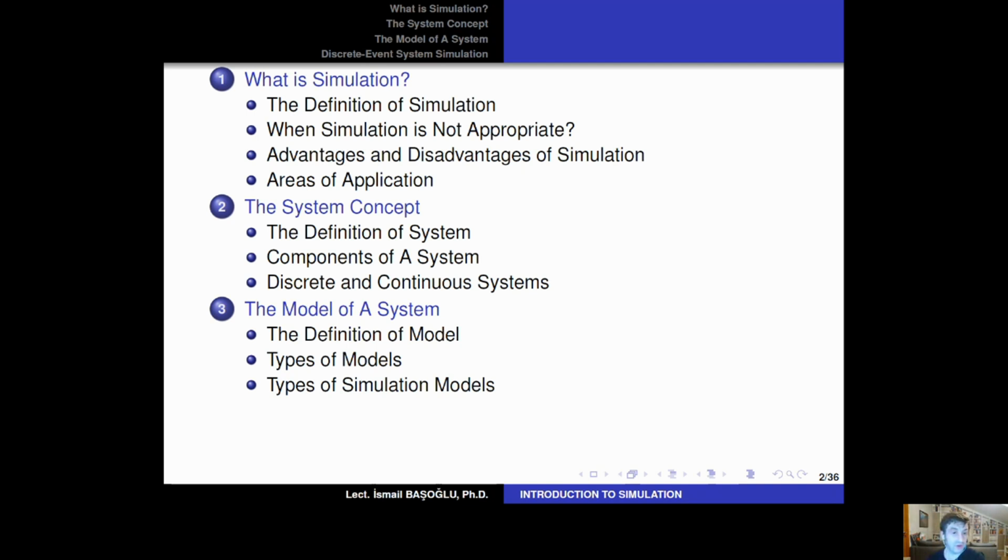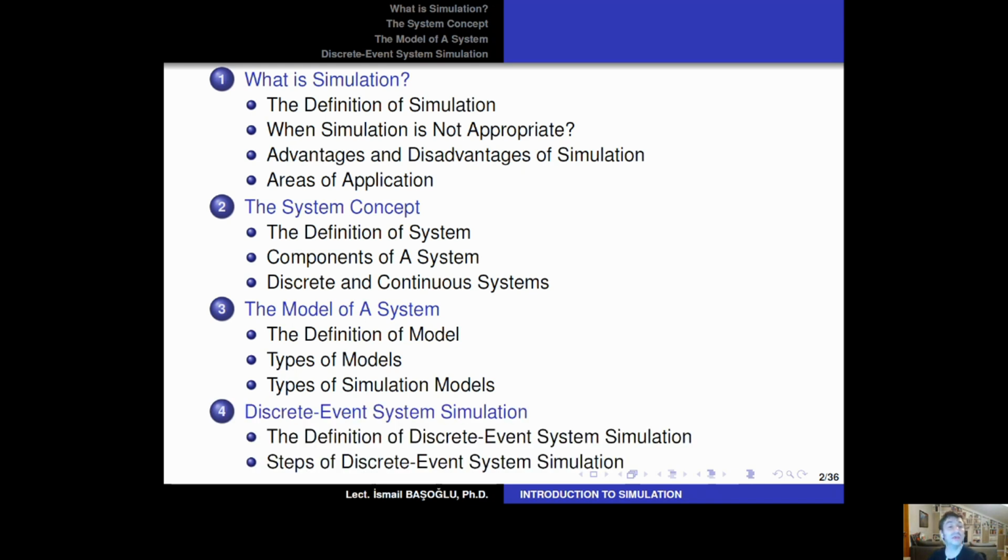Then we are going to talk about the model. So what is the model of a system? Because in simulation, we are basically creating the model of a system. We will define this concept. We are going to talk about the types of models and types of specifically simulation models. Finally, in the last phase of the introduction module, we are going to talk about discrete event system simulation.